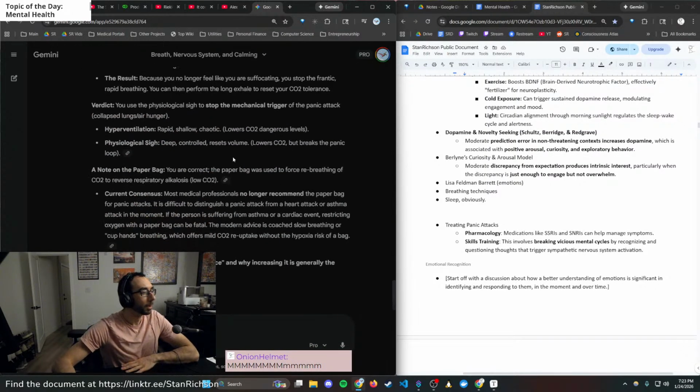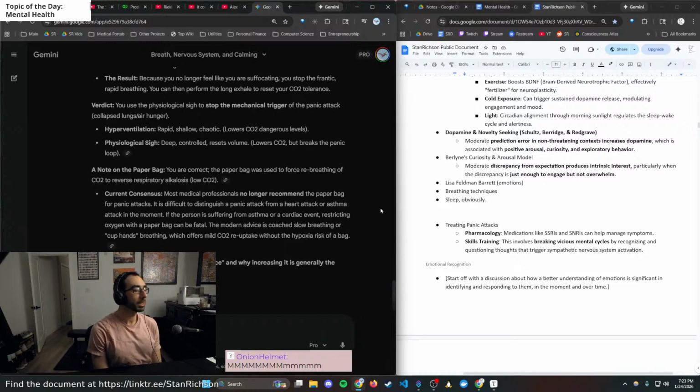Awesome. Okay, a note on the paper bag. You're correct. The paper bag was used to force rebreathing of CO2 to reverse respiratory alkalosis. Current consensus: most medical professionals no longer recommend the paper bag for panic attacks. It is difficult to distinguish a panic attack from a heart attack or asthma attack in the moment. If the person is suffering from asthma or a cardiac event, restricting oxygen with a paper bag can be fatal. The modern advice is coached slow breathing or cupped hands breathing, which offers mild CO2 rebreathing without the hypoxia risk of the bag.